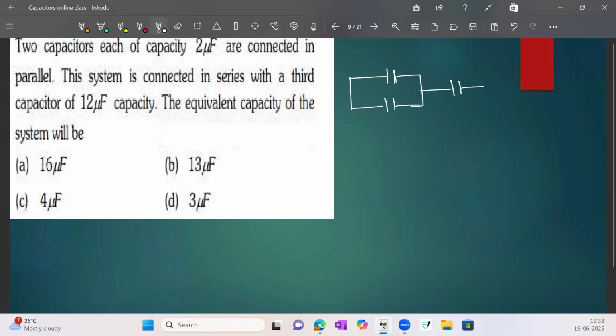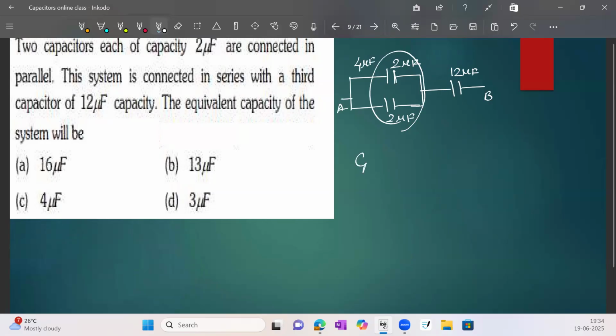This is connected in series with the third capacitor, 12 microfarad. The equivalent capacitance they asked. Take this as point A and this as point B. This is 2 microfarad and this is 2 microfarad. So the 2 are connected in parallel, so it becomes 4 microfarad.